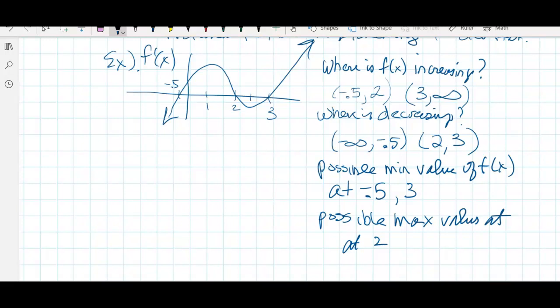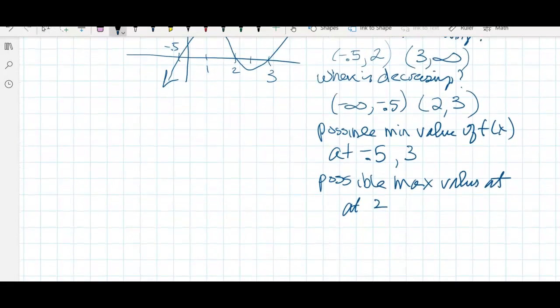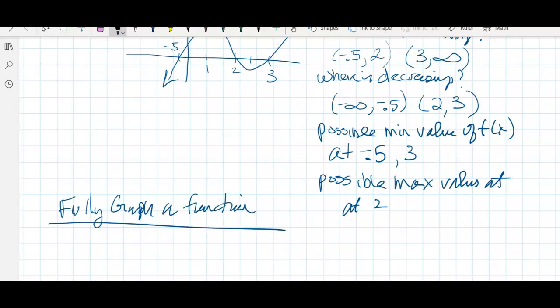The other thing, which I will have you do one time, you had to do 3 times in the lab, right? Fully graph a function. Now, what does that mean? I'm going to give you the checklist of everything you have to find. I am not going to give you something that's going to take you forever.